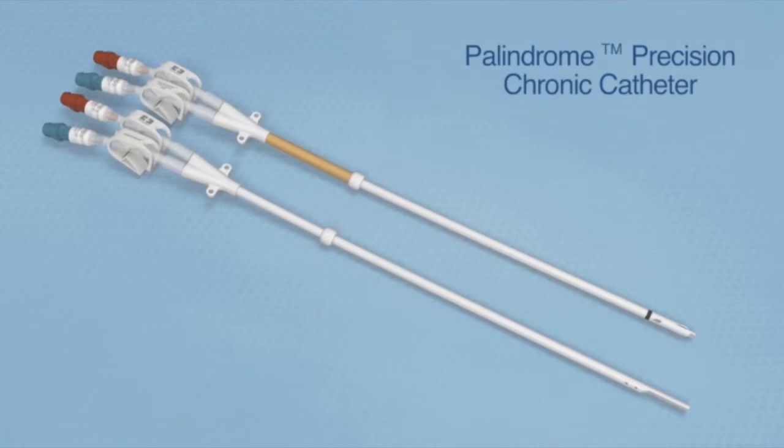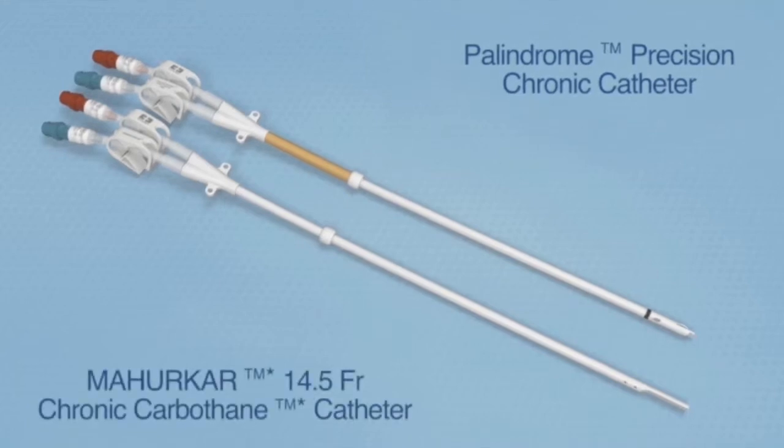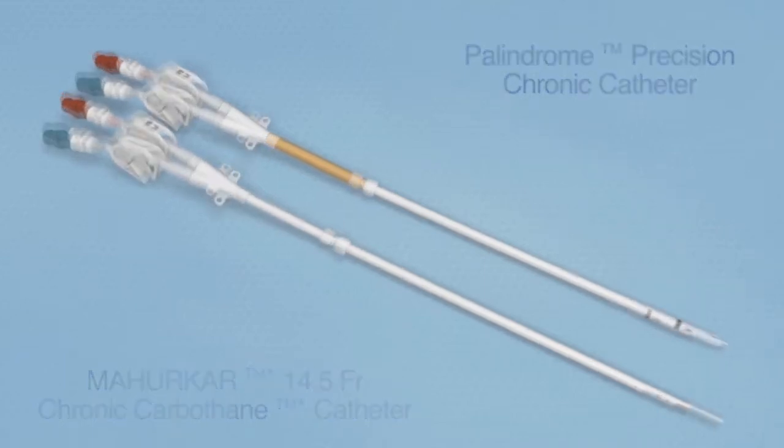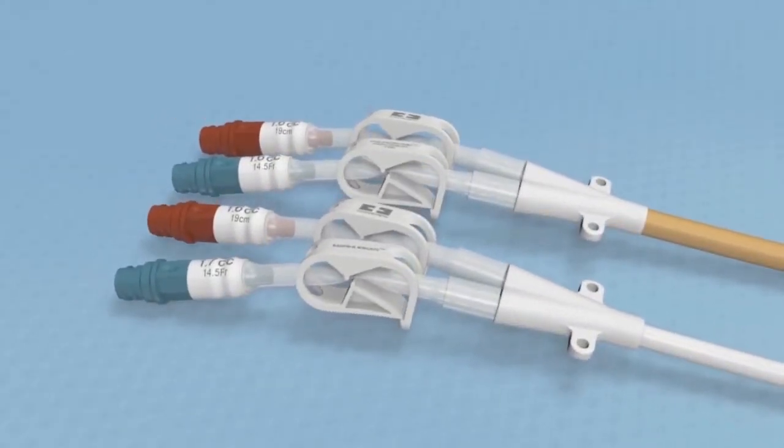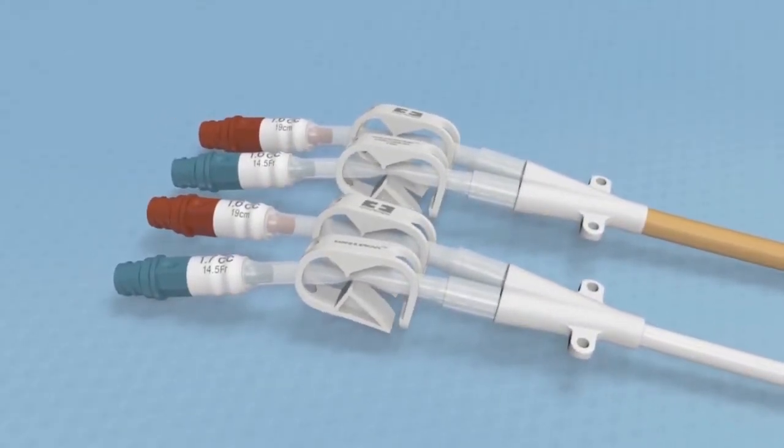The Palindrome Precision Chronic Catheter and the MAHURKAR 14.5 French Chronic Carbothane Catheter are both 14.5 French, dual-lumen, high-flow cuffed catheters made of kink-resistant carbothane material. The catheter extensions are made of silicone with Ultim adapters for added durability to extend the life of the catheter.